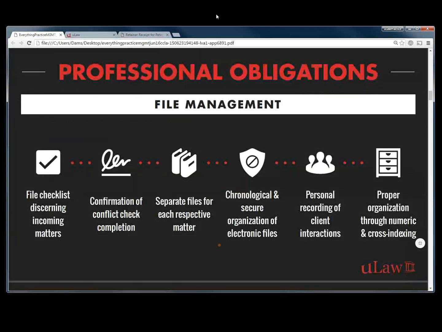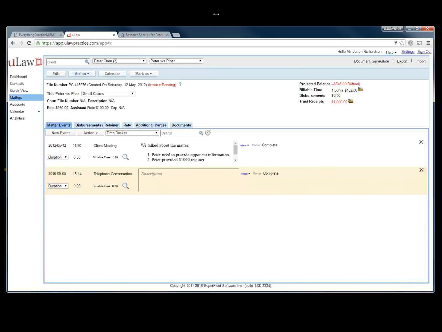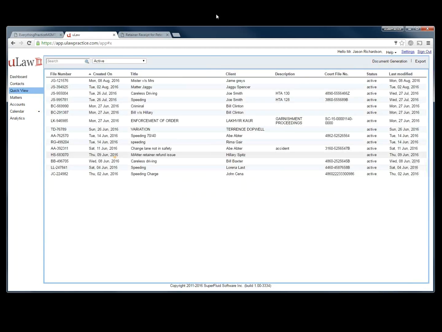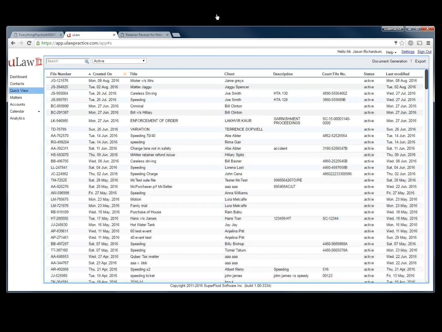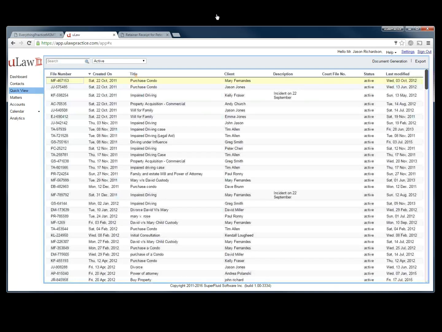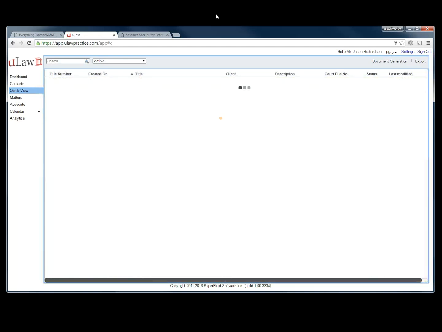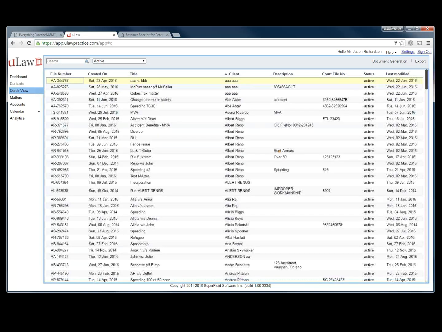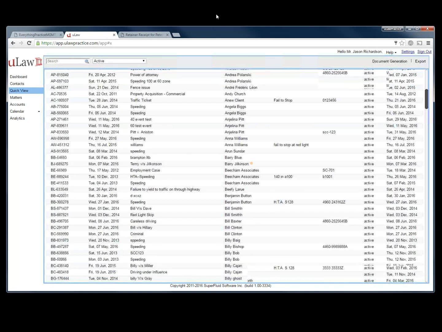Okay. Finally, proper organization with numeric indexing. What we mean by that is, in a very quick way, you should be able to say, hey, who are all the clients whom I'm meeting? And this is in a chronological order by date. You should be able to sort it by date or by title, alphabetically or by client. Maintaining this list is very key because it gives you an idea who all the clients are, when you talked to them, and what you did with them very quickly.